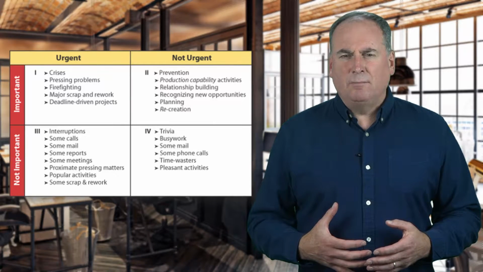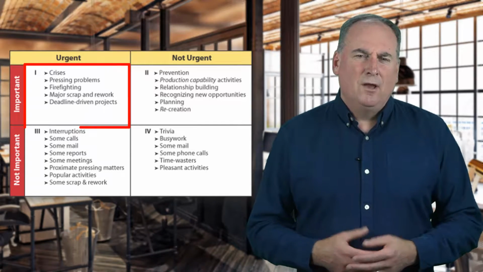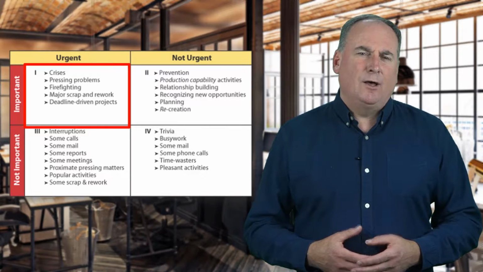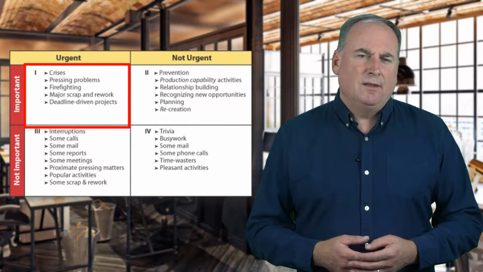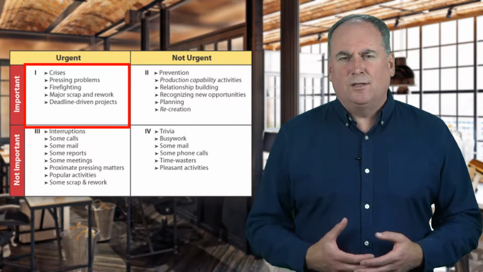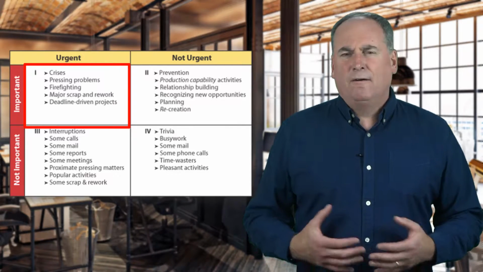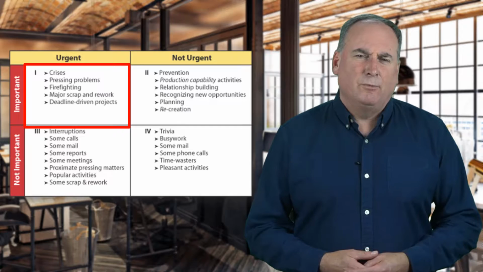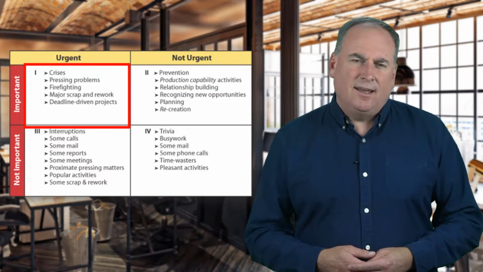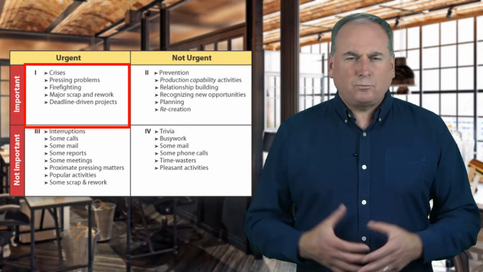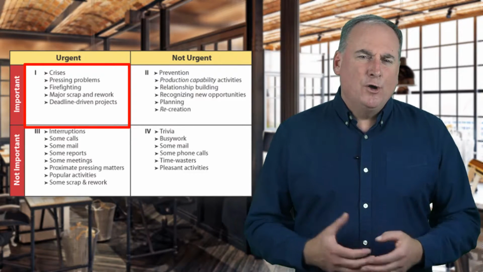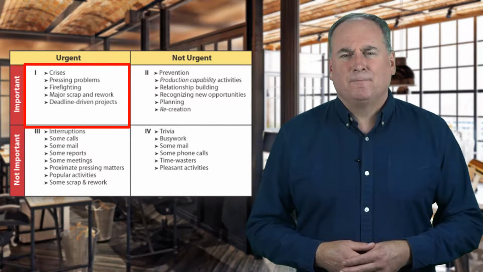Most business owners spend the majority of their time in quadrant 1, where they are actually working on truly important things in their business that are urgently pressing on them to get done. So these are crises, pressing problems with employees, clients, or orders and projects that need to get done, firefighting, putting out fires and taking care of emergencies, major scrap and rework on things that needed to be done yesterday, and deadline-driven projects. So most business owners spend most of their time taking care of these things, urgent and important for the health of their business.